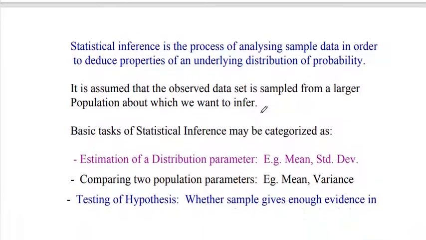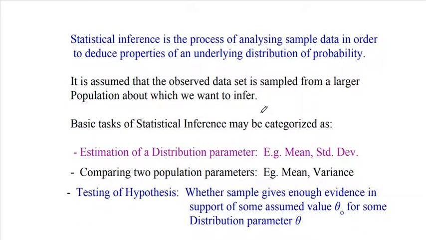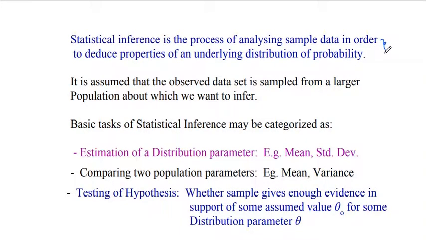Now, first we can see the definition of statistical inference. Statistical inference is the process of analyzing sample data in order to deduce properties of an underlying probability distribution. We all know what statistical inference is: drawing conclusions. For example, I have a population, then I draw some IID random samples and analyze them. Either I can apply estimation or I can apply testing of hypothesis, and then I can draw a conclusion about the total population. This is called statistical inference.